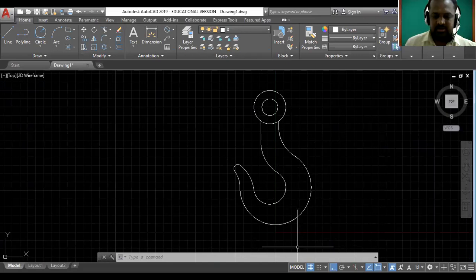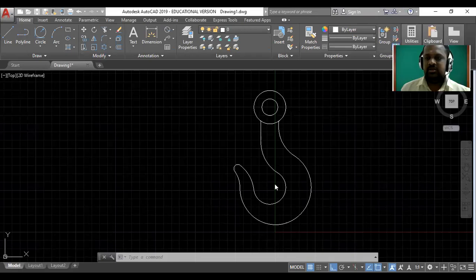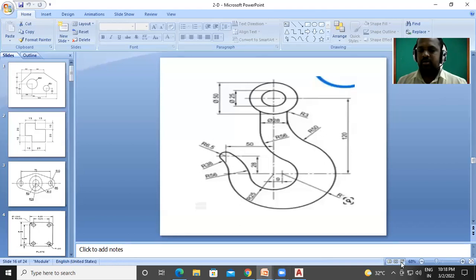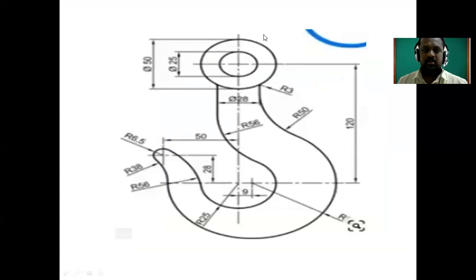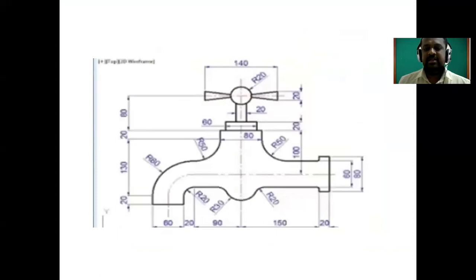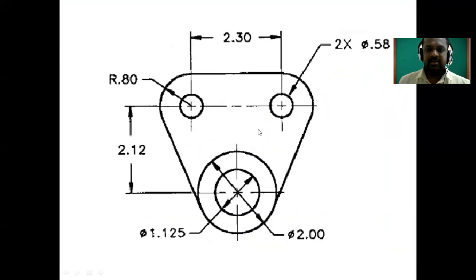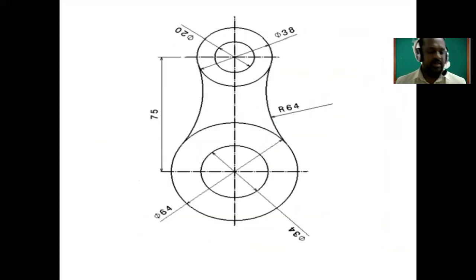Okay, so see once again which figures we have covered. This crane hook we have covered. Then this figure is the water tap. In the next lecture, we will try to cover this water tap. This figure is completed, and this figure is also completed. So a number of 2D examples I have taken, and the remaining 2D examples I will cover in the next lecture also. Okay, so thank you.